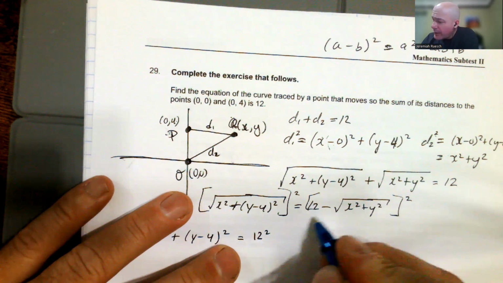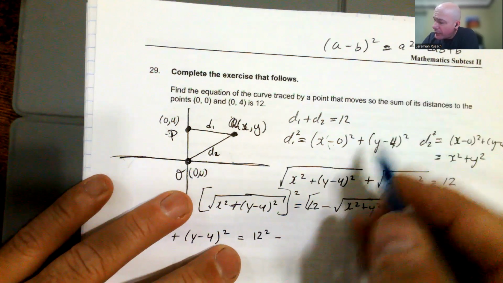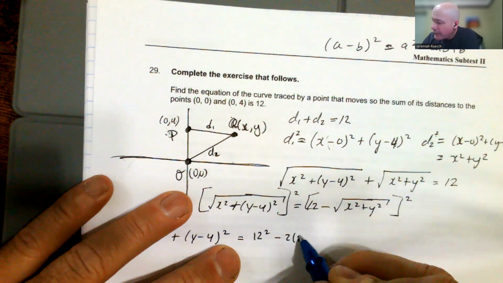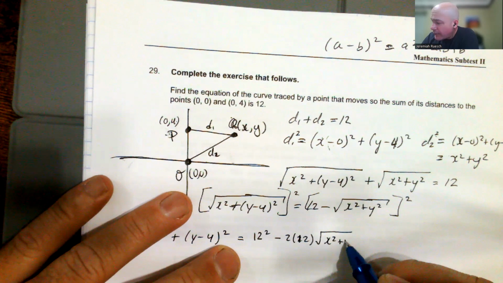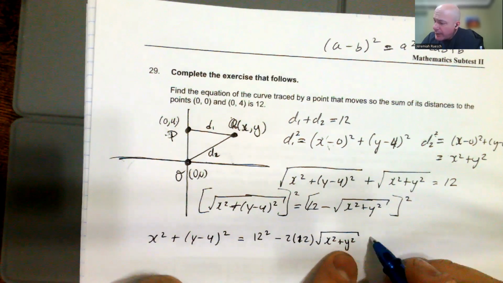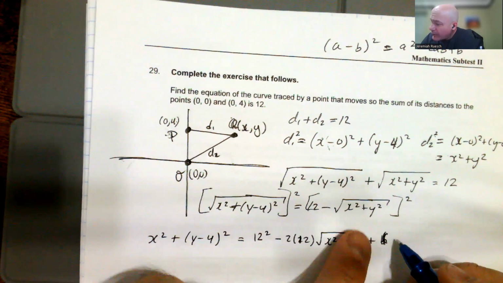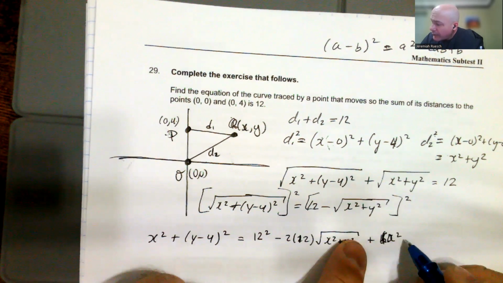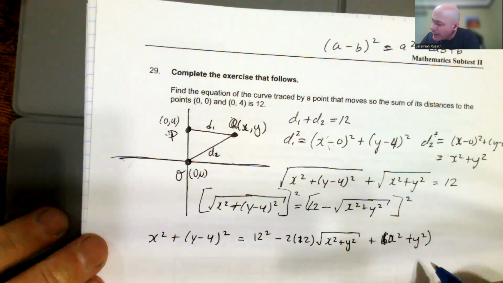Okay, so I get 12 squared. And then I'm going to have minus 2ab, so 2 times 12 times the square root of x squared plus y squared. Okay, so that's the second term. That's b. And then plus b squared, which is x squared plus y squared. Okay. All right.